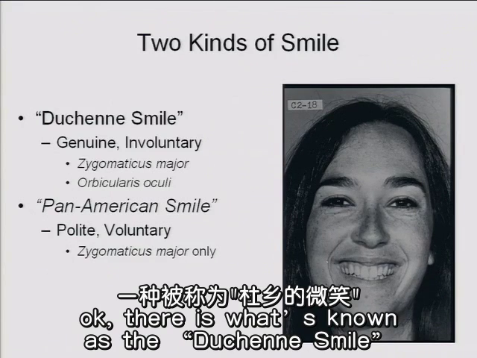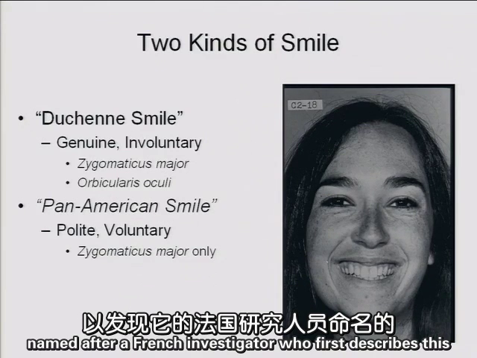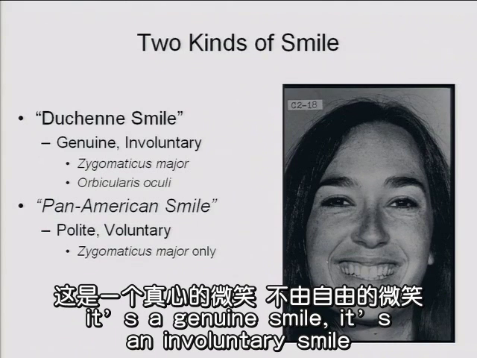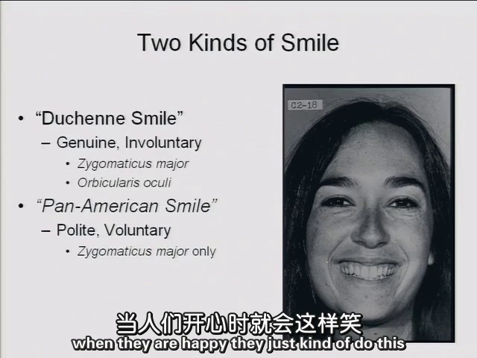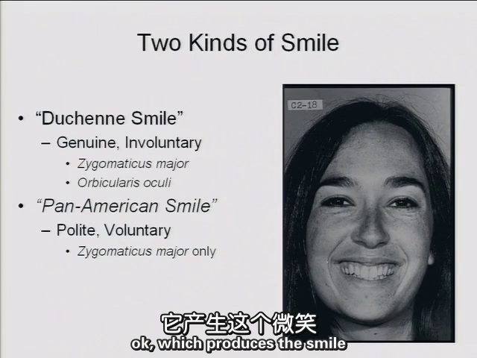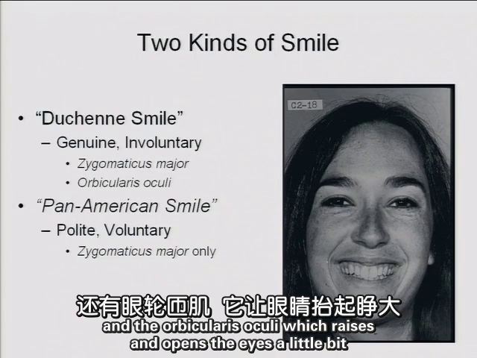There is what's known as the Duchenne smile, named after a French investigator who first described this, which is the kind of smile that people put on when it's a genuine smile. It's an involuntary smile. When they're happy, they just kind of do this, and it basically involves only 2 muscles: the zygomaticus major, which produces the smile, and the orbicularis oculi, which raises and opens the eyes a little bit.